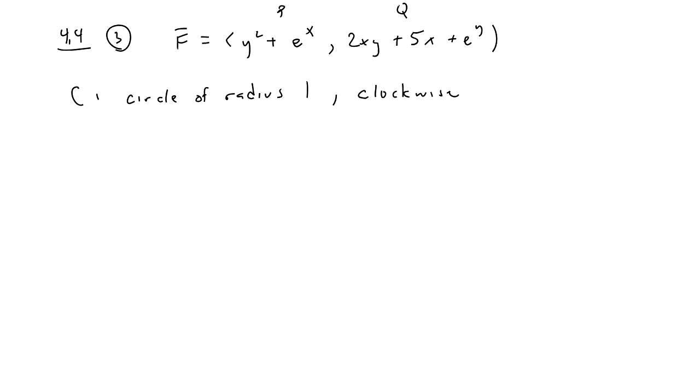But here, is this conservative? And so remember what we do is we check the derivative of p with respect to y, which is 2y. Derivative of q with respect to x is 2y but plus 5. So they're not the same, so this is not conservative. So actually, we are going to have to do something a bit more.